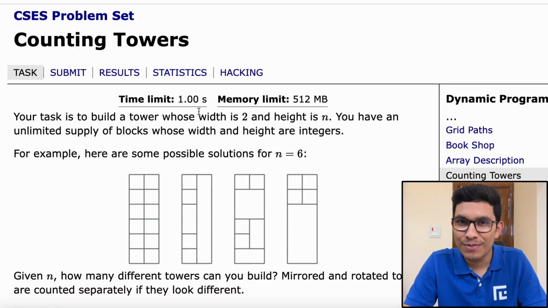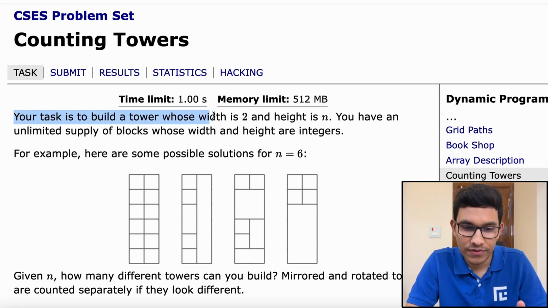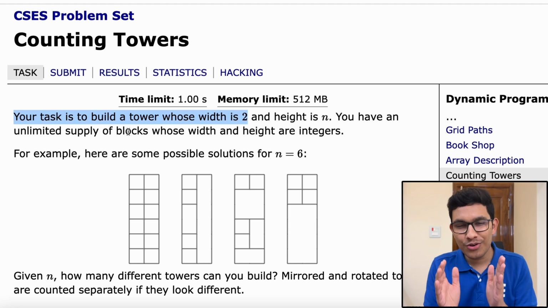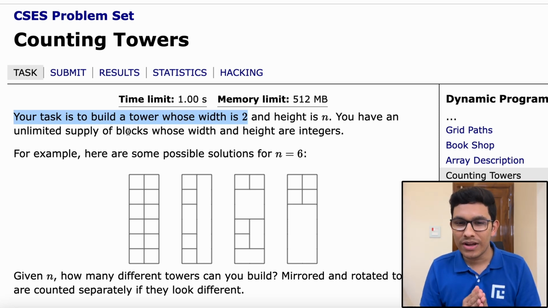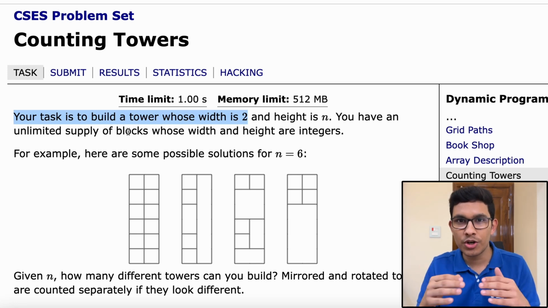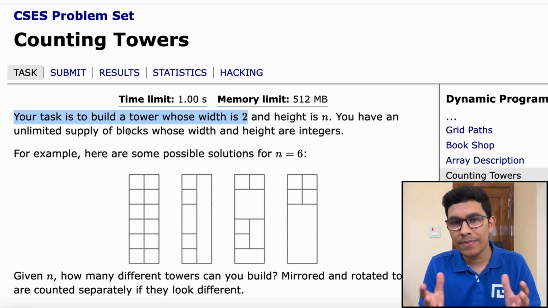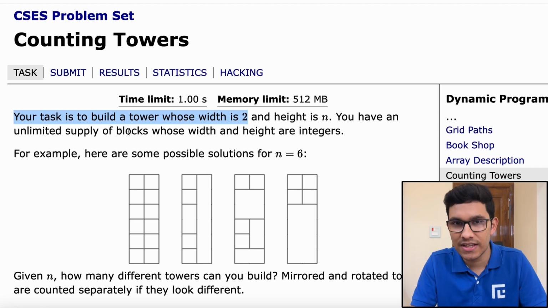So let's give this problem statement a read. It is written that your task is to build a tower whose width is 2 and the height is n. You have an unlimited supply of blocks whose width and height are integers. So basically you have been given a tower of height n whose width is 2, and now every single cell of this tower should be occupied. How do you want to occupy it? By filling it with rectangular cells, right?